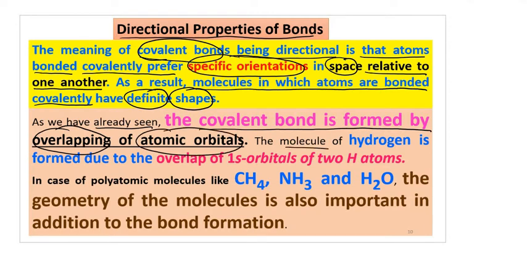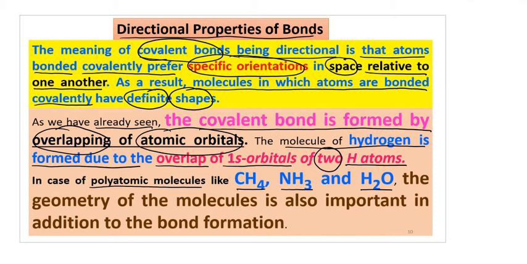For example, the molecule of hydrogen is formed. How is it formed? Due to the overlap of 1s orbitals of two hydrogen atoms. But in the case of polyatomic molecules, in which there are more than 2 or 3 atoms, such as CH4, which is called methane, NH3, which we call ammonia, and H2O, which is nothing but a simple polyatomic molecule, that is water, right? The geometry of the molecules is also important in addition to the bond formation.